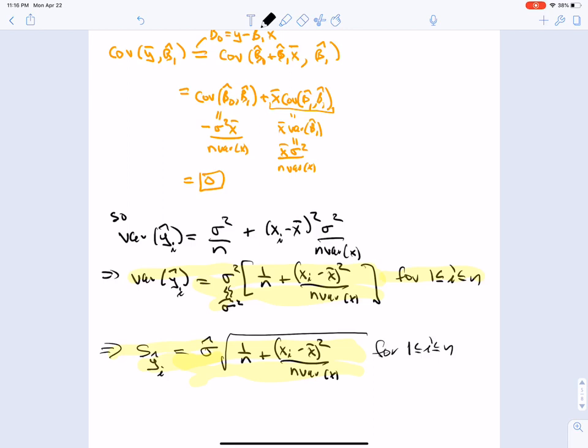And so we can rewrite that as the highlighted formula here, and notice that this is for i from 1 to n. So this variance is for those yi hats on our regression line that come from our original data. And the standard error then of yi hat is in the formula below.